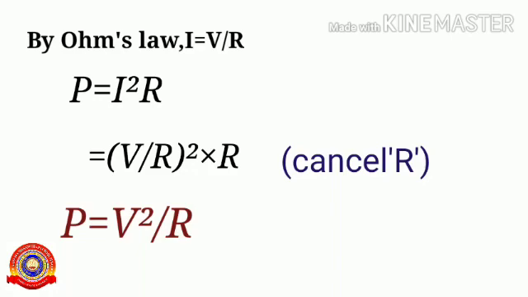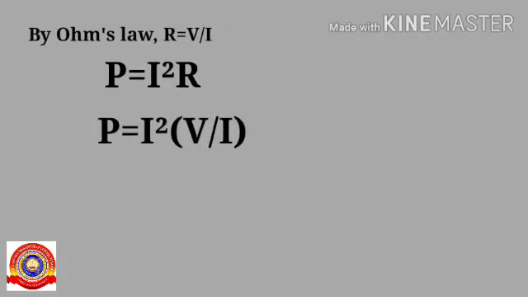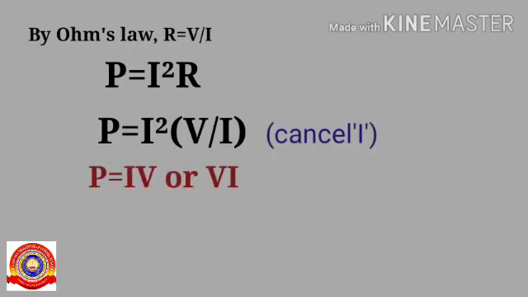So what is the first equation? P equals I square R, and the second equation is P equals V square by R. Let's see the third equation. By Ohm's law, we know the equation for finding R is V by I. We implement the value of R in the equation P equals I square R. Then this equation changes to P equals I square into V by I. Then cancel I on both sides. By cancelling I, we got the equation P equals I into V, and we can also write it as V into I. So the third equation is P equals IV or VI.